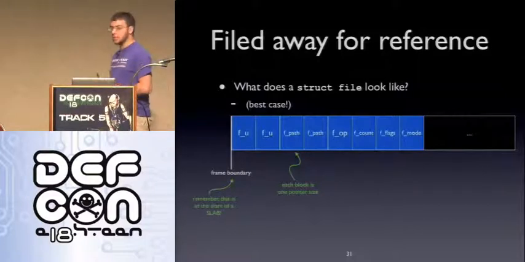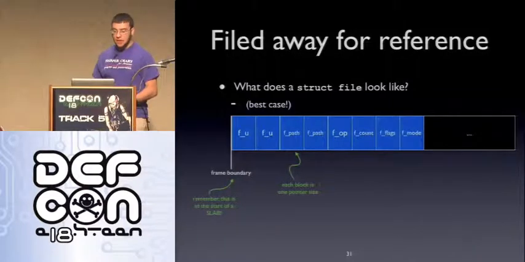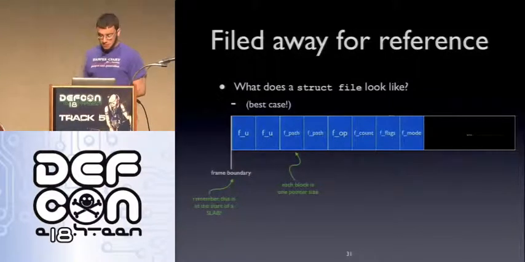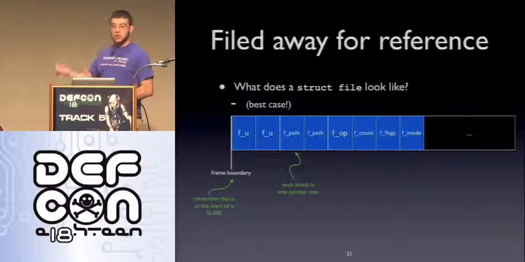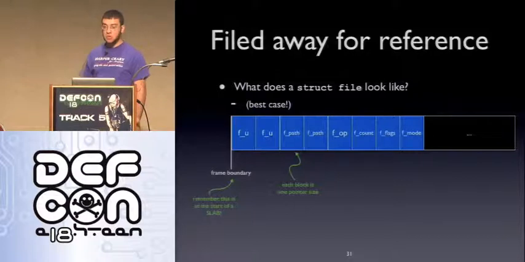By the way, why is this the best case? This is the best case because it's at the beginning of a frame boundary. It's right there, ready for us. It's at the start of a slab. There is no slab metadata there. And just for reference here, each block in here is one pointer size, just so you know, to give you an idea of scale. By the way, nothing else in this presentation is to scale.